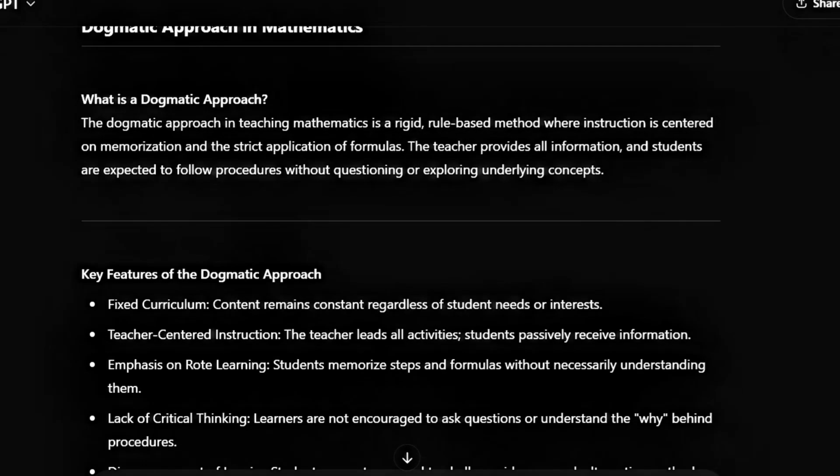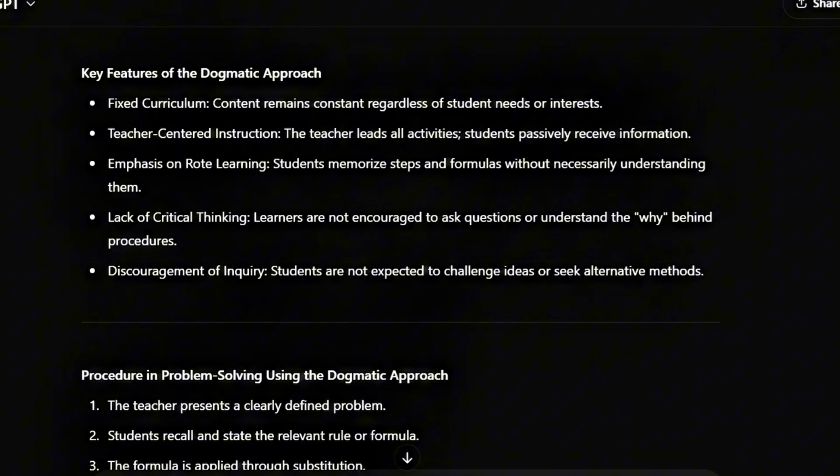Key features of the dogmatic approach: fixed curriculum. Content remains constant regardless of student needs or interests. Teacher-centered instruction. The teacher leads all activities. Students passively receive information. Emphasis on rote learning. Students memorize steps and formulas without necessarily understanding them. Lack of critical thinking. Learners are not encouraged to ask questions or understand the why behind procedures. Discouragement of inquiry. Students are not expected to challenge ideas or seek alternative methods.